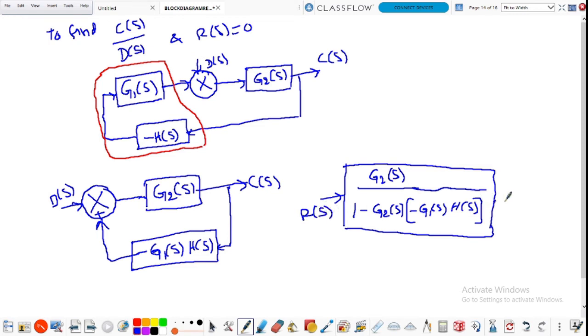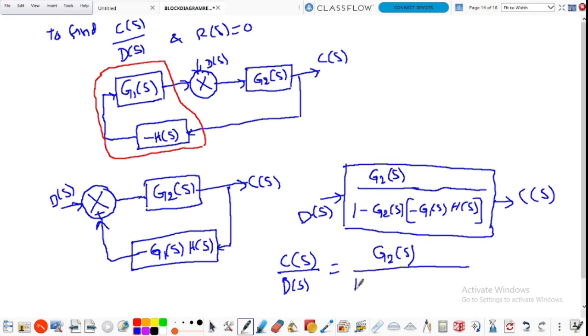Input is R of S and output is C of S. Therefore, the transfer function C of S by, sorry, this is not R of S, this is D of S. And the input is here, D of S. So output by input, C of S by D of S, the transfer function, is equal to G2 of S by 1 plus G1 of S into G2 of S into H of S. So this is the transfer function of C of S by D of S.